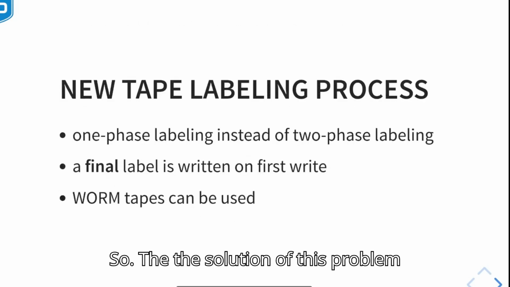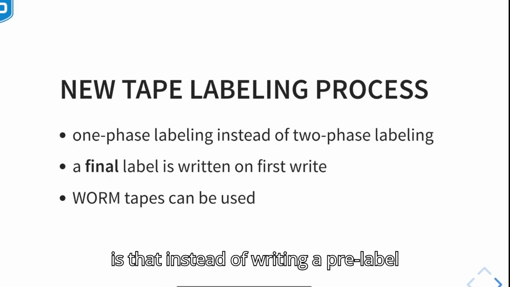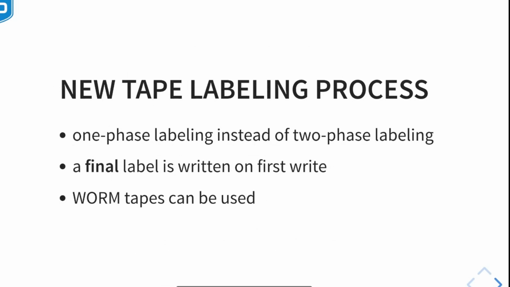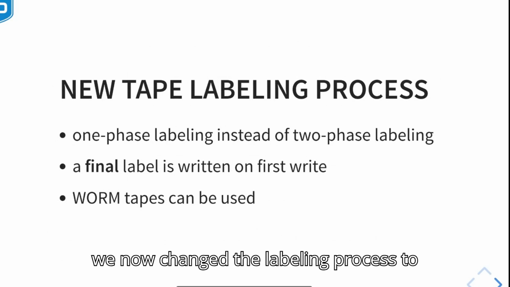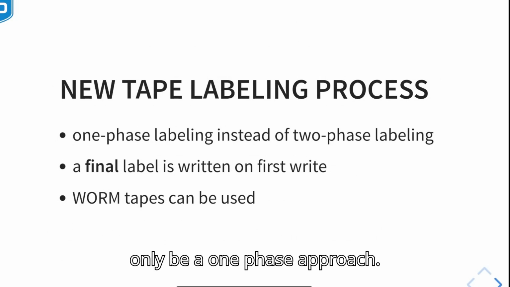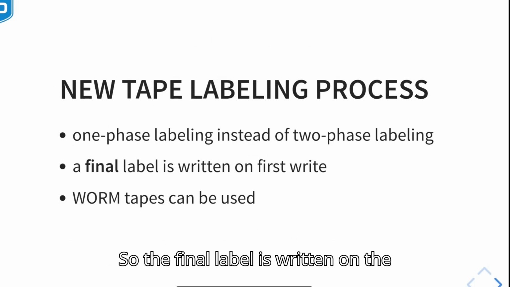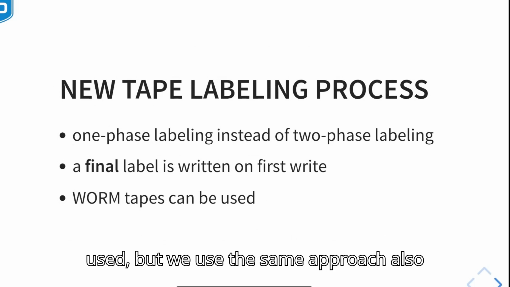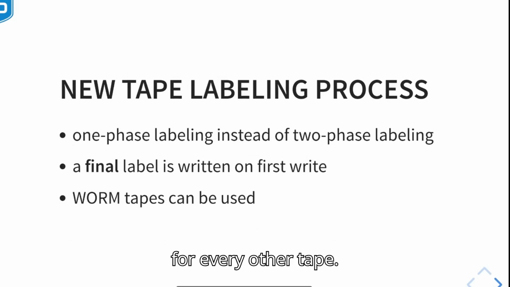So the solution of this problem is that instead of writing a pre-label and overwriting it in the second phase, we now changed the labeling process to only be a one-phase approach. So the final label is written on the first write, and now WORM tapes can be used, but we use the same approach also for every other tape.